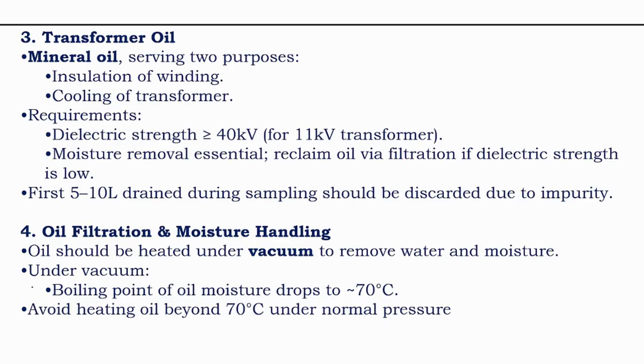Oil filtration and moisture handling. Oil should be heated under vacuum to remove the water and moisture. Under vacuum, the boiling point of oil moisture drops to 70 degrees Celsius. Avoid heating oil beyond 70 degrees under normal pressure. This entire thing comes under oil filtration. There is one equipment which has a vacuum. The oil passes inside the vacuum and is heated up to 70 degrees Celsius.